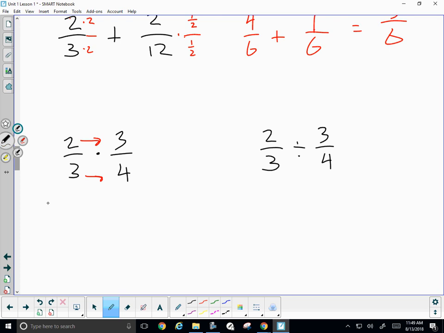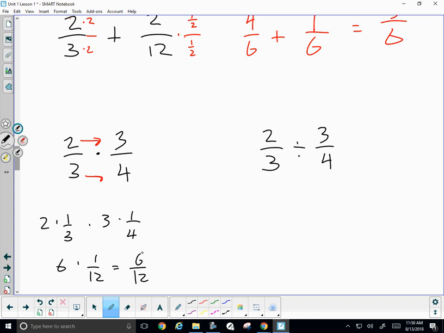Again, why does this work? Well, because I could write this as 2 times 1/3 times 3 times 1/4. And I can have things in any order that I want to with multiplications. I can multiply the 2 and the 3 together. The 2 times the 3 is 6. I can multiply the 1/3 and the 1/4 together, giving me 1/12. I can multiply these two things together as well to give me 6/12.